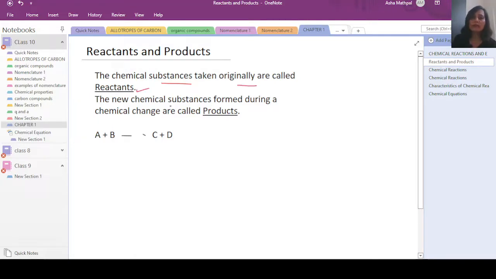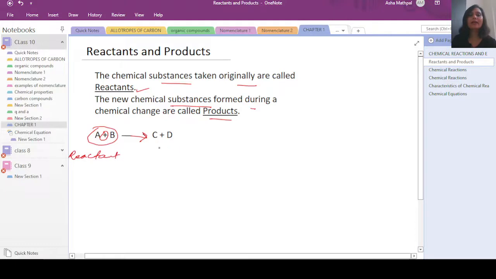The new chemical substance formed during a chemical change is called a product. Anything present at the beginning of the chemical reaction is called the reactant, and all those things present at the end are called the product. Here you can see that A plus B, when combined, gives us C and D. There is a plus sign, meaning two reactants were present at the beginning of the chemical reaction. So A and B are reactants here and C and D are products. So two products are formed.